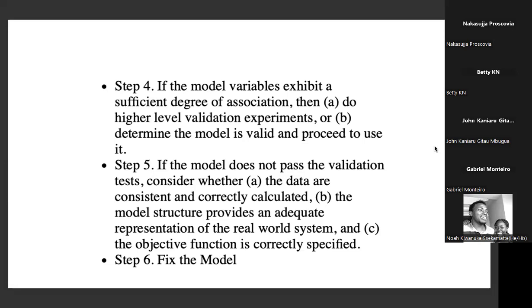Does the model structure provide an adequate representation of the real-world system? Is it really a tuberculosis model? And the objective function, especially if you're looking for optimal results, you have to have an objective function. Is it correctly specified? If not, then you need to fix the model.